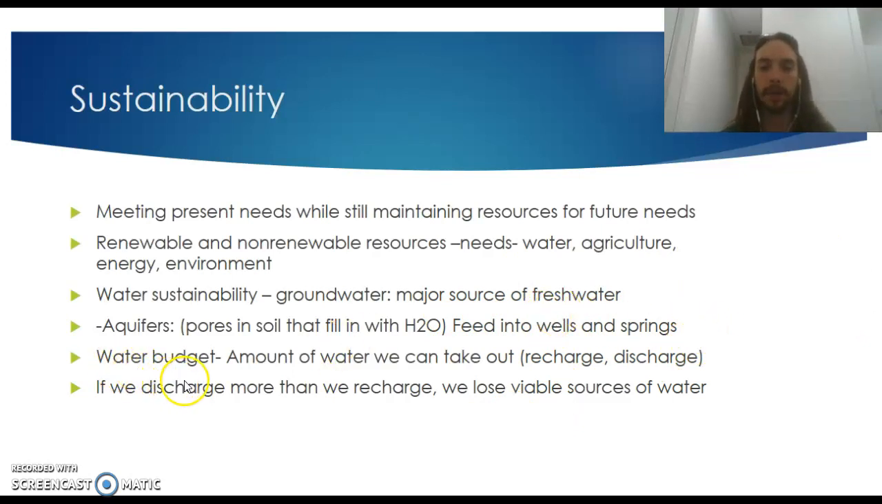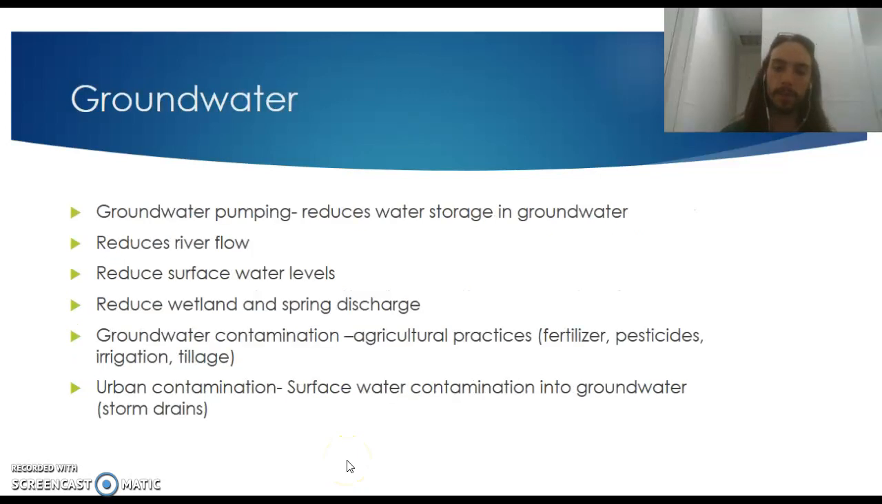We've got a thing called a water budget, and essentially that's just the amount of water that we can take out based on how much is being put back in. So that's recharge and discharge. Recharge is when like a tributary puts water into a system, and discharge is when we take it out or that water goes, like say from the Mississippi River down to the Gulf of Mexico. That's going to be a discharge, but it's also a recharge into the Gulf of Mexico. So the only time we have a negative discharge is when we take it out and don't put it back into the system. If we discharge more than we recharge, we lose viable sources of water, and that resource becomes non-renewable. So we can make a renewable resource non-renewable, and we've talked about that.